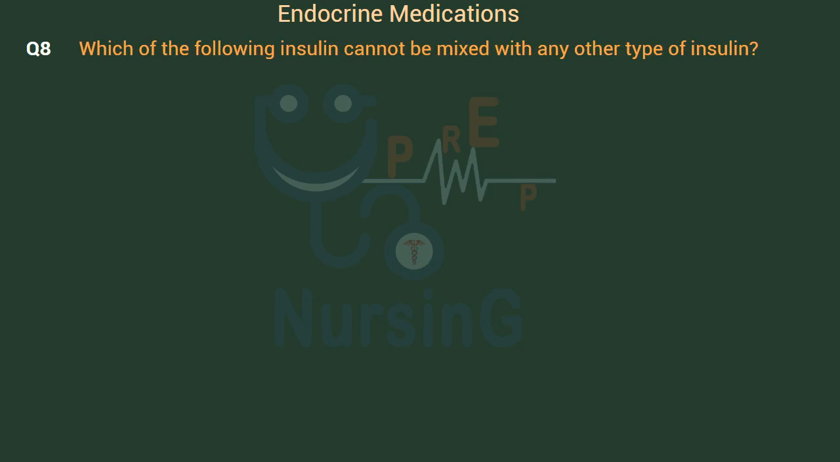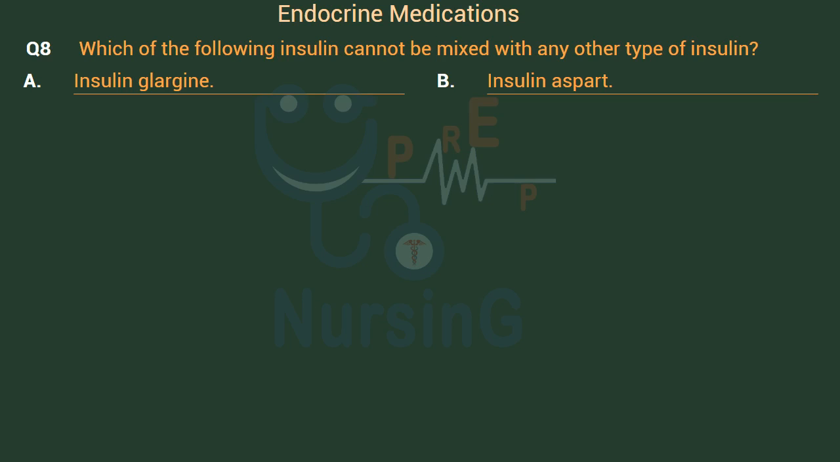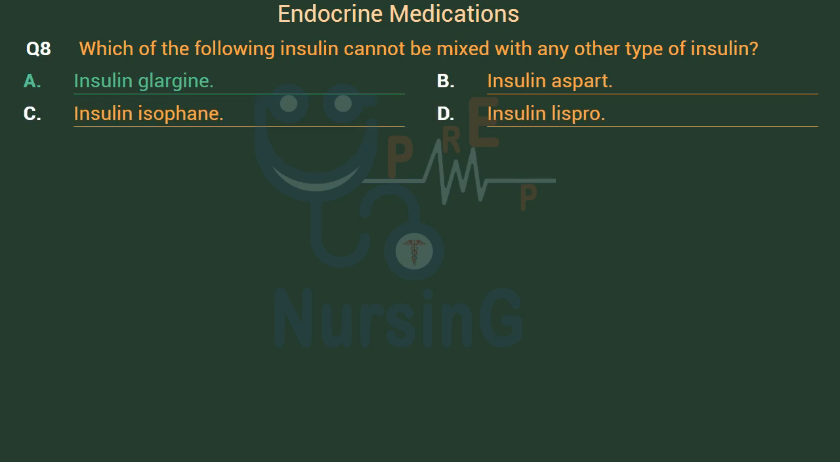Which of the following insulin cannot be mixed with any other type of insulin? Option A. Insulin glargine. Option B. Insulin aspart. Option C. Insulin isophane. Option D. Insulin lispro. Right answer is Option A. Insulin glargine. Only insulin glargine cannot be mixed with any other types of insulin.